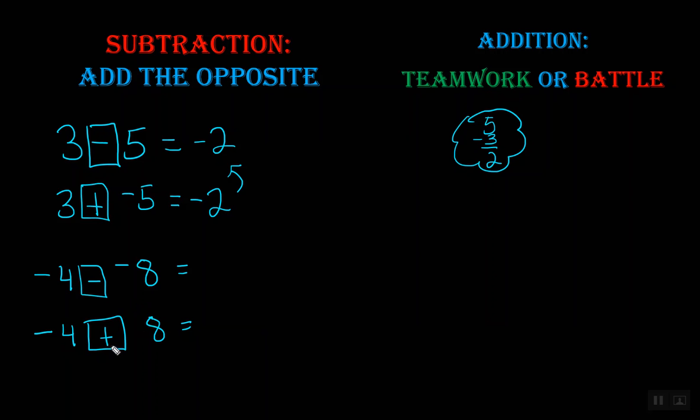Now I have an addition problem with two different signs. Okay, they're pulling in different directions. That's a battle. And what I have is 8 minus 4, which is 4. And then I look to see which one is stronger. The 8 is stronger. It is now positive. So my answer is a positive 4.